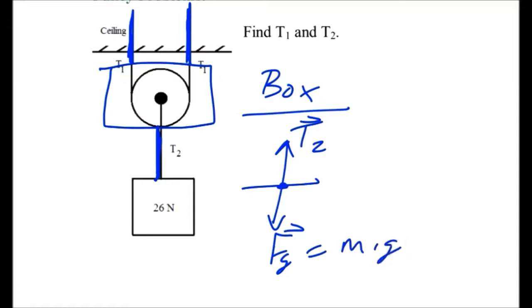mg. But they told me it's 26 newtons, so do I need to do anything? No, they already gave me the force of gravity. It's already in newtons, so I know that they gave me the force, not a mass. So that means that I know that T2 must be 26 newtons. Everybody good with that? What's up?